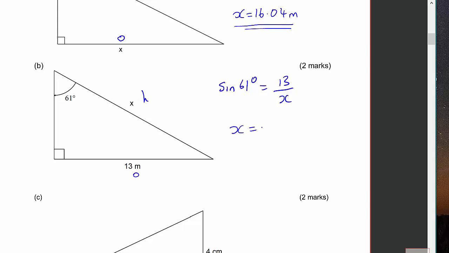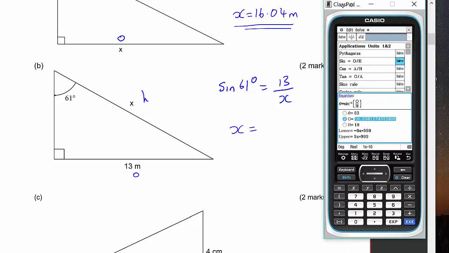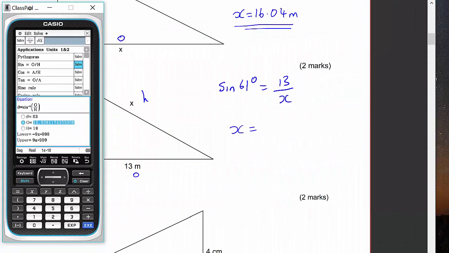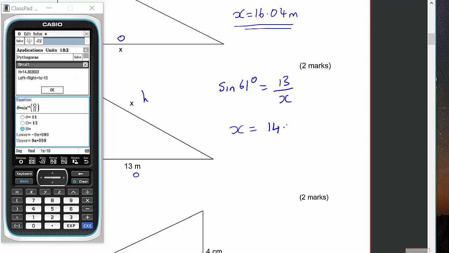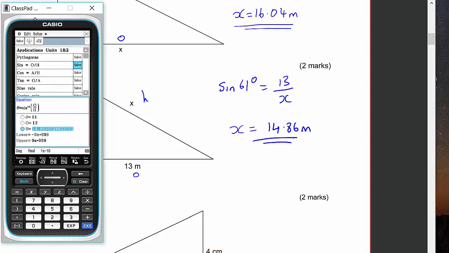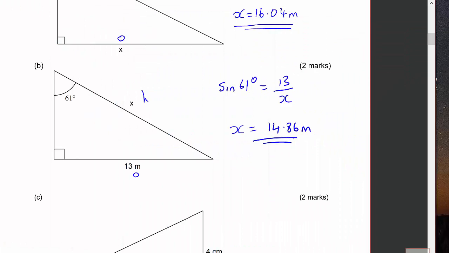Once again, we can use the E-activity. I've made the calculator a bit smaller so we can see it better. And this time we're actually finding the hypotenuse. So let's select that. And we know the opposite is 13 and the angle was 61. Click on solve, and that would give me 14.86. So 14.86 meters. Let's just move the ClassPad out of the way for a moment.